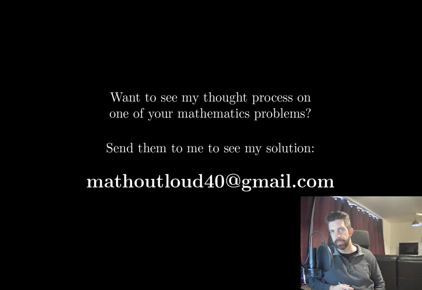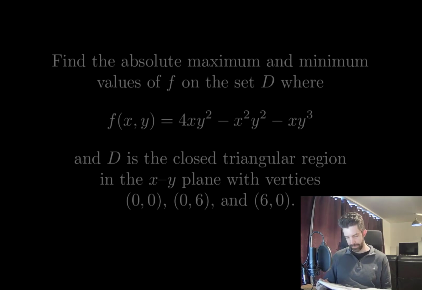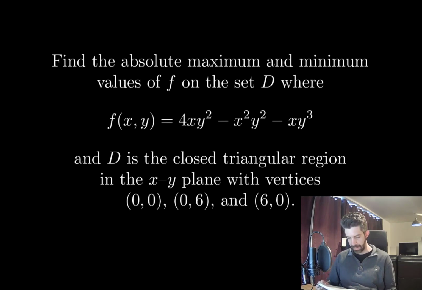Hello everyone, let's take a look at our next problem. Find the absolute maximum and minimum values of f on the set D, where f of x and y is equal to 4xy squared minus x squared y squared minus xy cubed, and D is the closed triangular region in the xy plane with vertices (0, 0), (0, 6), and (6, 0).